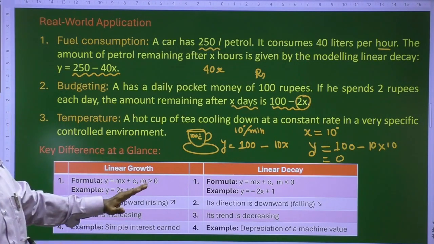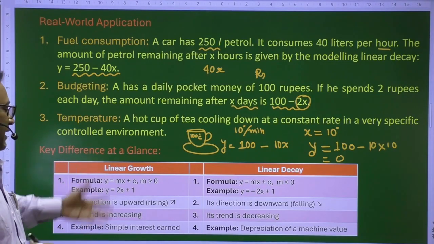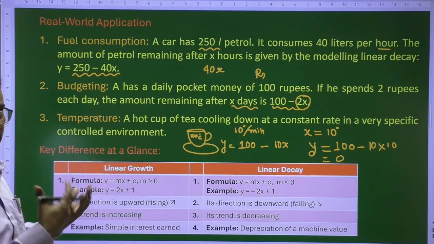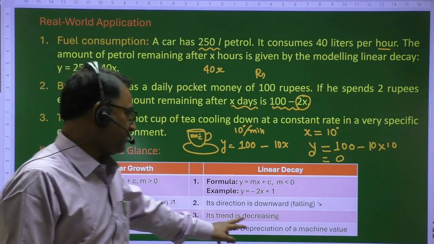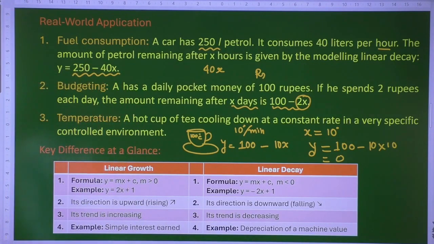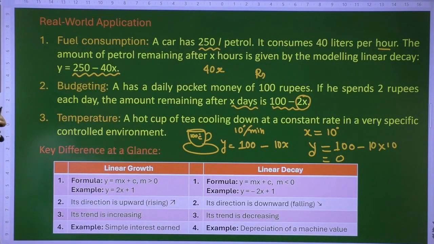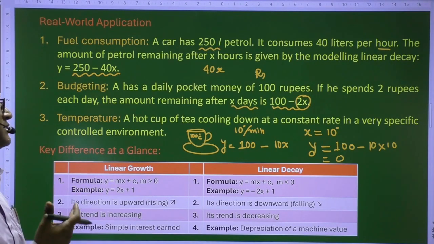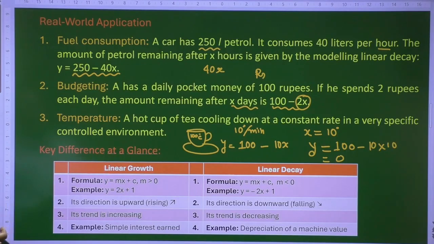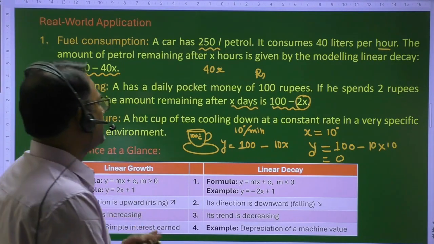Its trend is increasing. It indicates that the one quantity increases gradually, whereas decay indicates a decreasing value. Examples of growth are simple interest you have earned, and an example of decay is depreciation of a machine, or suppose you have a mobile, its depreciation starts after your purchase. Okay, now these are the few things.